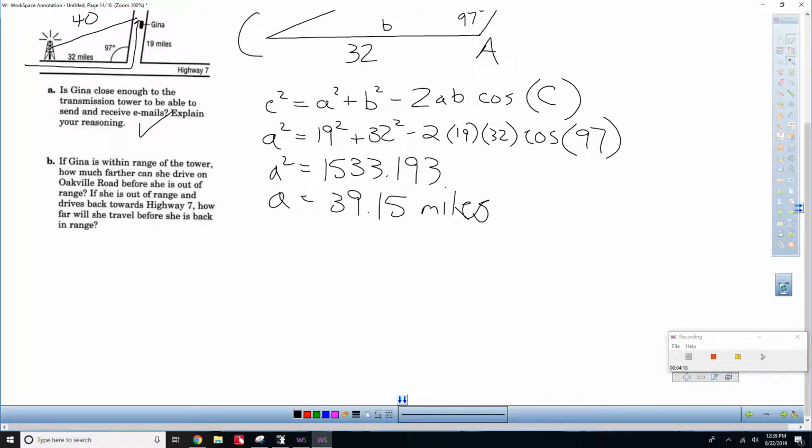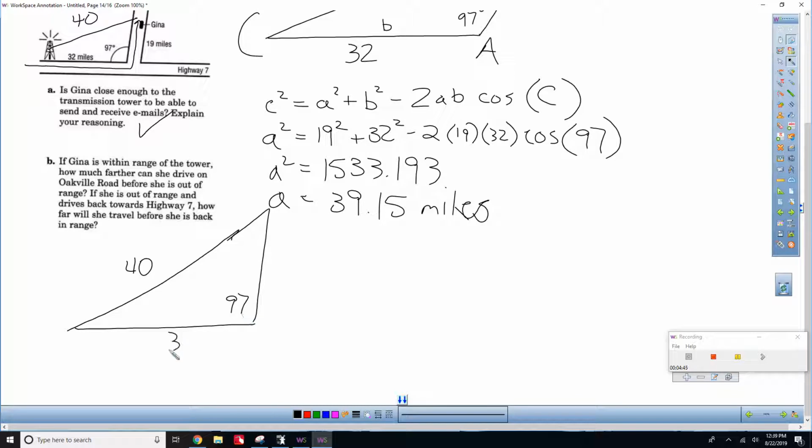If Gina is within range of the tower, how much further can she drive on Oakville Road before she is out of range? So now what we want to do is fix this to be 40. We still have our angle to be 97 degrees. And we still have this distance to be 32 miles. And we want to know that. So, hopefully you understand the difference. Now, this is fixed to 40, and they're asking, well, how far can we drive?